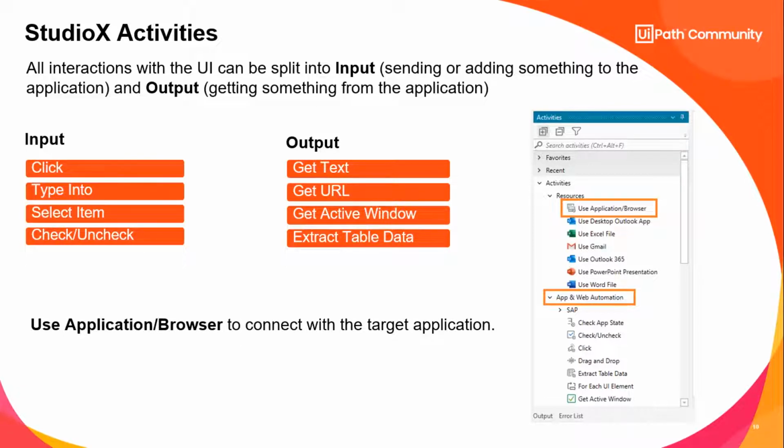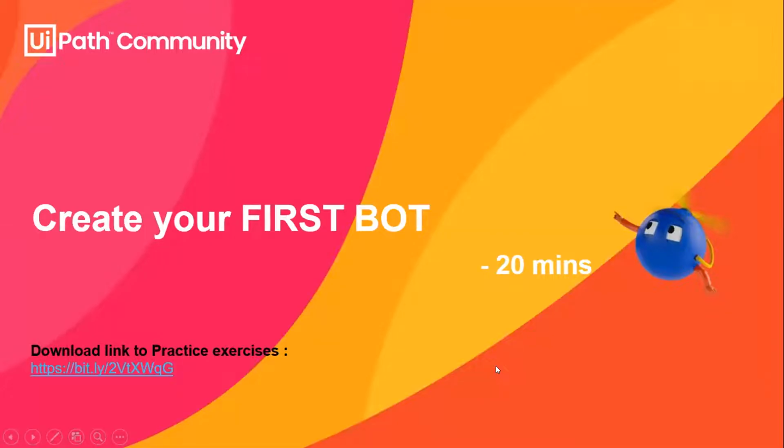Once you are connected with the application, you want to perform some activities or actions. For that, you have the activities under the category app and web automation, which again you can see on the screen. All the activities are placed here: click, check, uncheck, which we were discussing right here, right? So the resources help you to connect with the application, and when you are connected, these further help you to perform those actions. Now that we know what UI automation is, we can do web automation and desktop application automation using that category. These are the activities in StudioX that help you to do that.